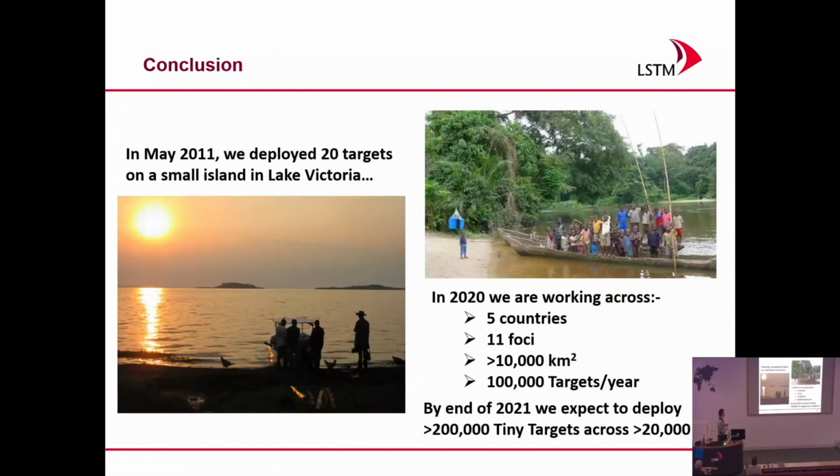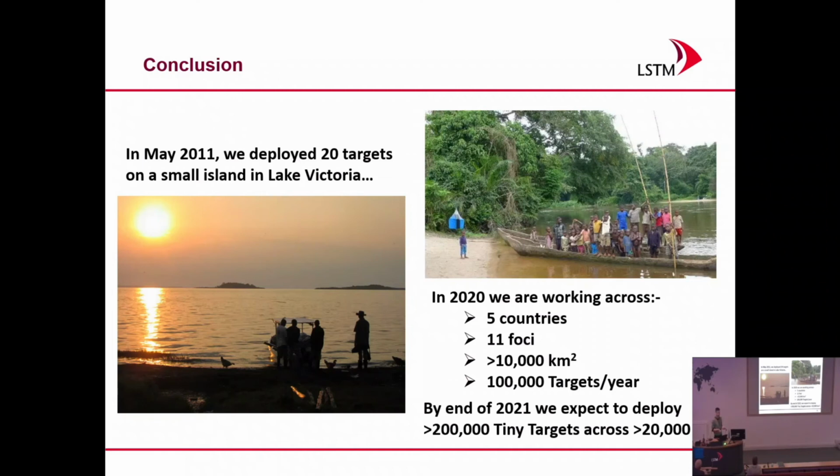And then to conclude, it seems a bit crazy that we've done all of that in such a short period of time. Back in 2011, 20 tiny targets were deployed on an island in Lake Victoria, and reduced the population by 99%. Here we are, fast forward to 2020. We're in 5 countries across 11 foci, 14,000 square kilometers a year, deploying 100,000 targets per year. And then by the end of next year, that's going to double. It's going to be 200,000 targets over 20,000 square kilometers.